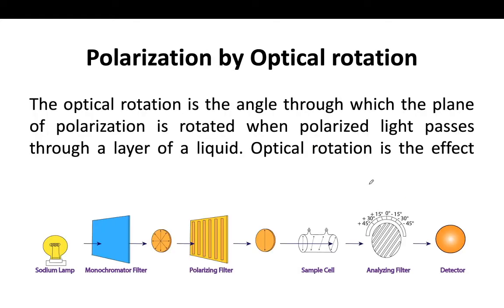The last one is polarization by optical rotation. The optical rotation is the angle through which the plane of polarization is rotated. This is rotated when polarized light passes through a layer of a liquid. So optical rotation is the effect.